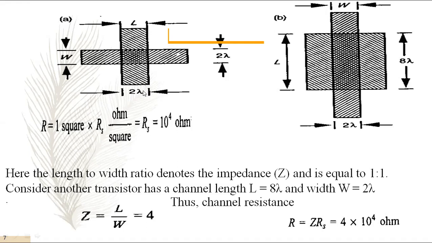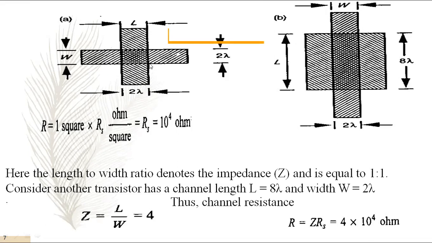Already we have gone through the design rules. In the design rules, the minimum width of the diffusion and the minimum length and width for the diffusion and polysilicon is 2 lambda. Length is also 2 lambda and width is also 2 lambda. P diffusion, N diffusion, all the diffusion should have a minimum spacing of 2 lambda.